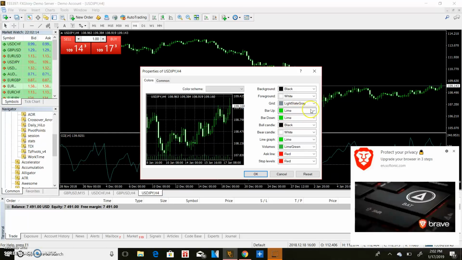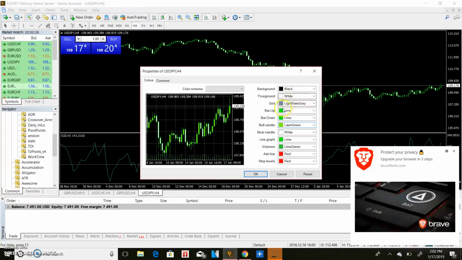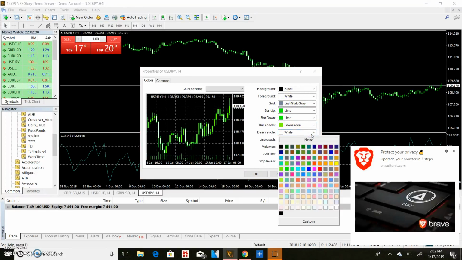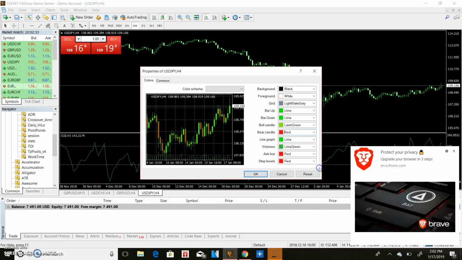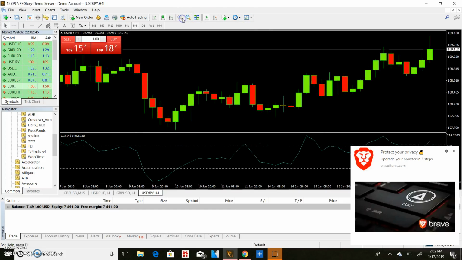So let's see here. The bull candle is black, so we want to change that to green. We'll do a lime green on the bull color, and the one that's white we want to change to red on the bear candle color. That should be good. Once you zoom in, now you can see the difference.